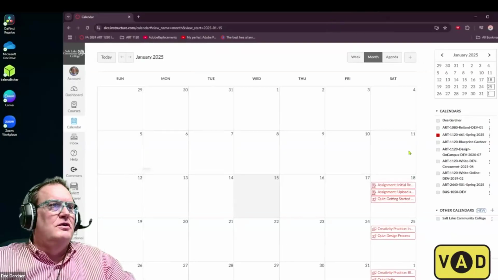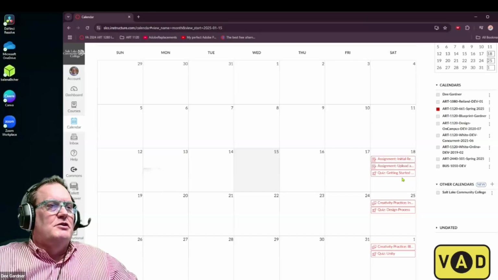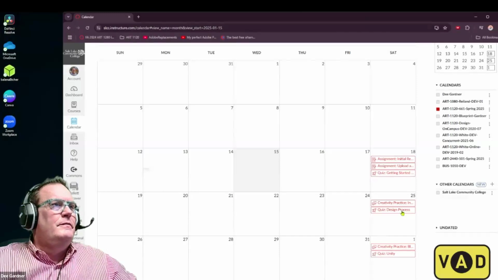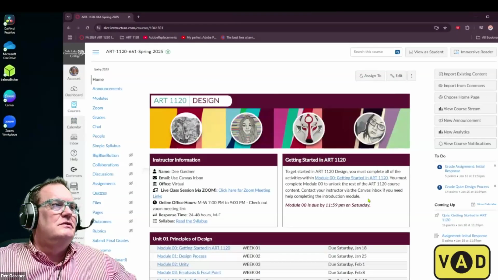At Slick, you'll see the assignments over here on the right, and there's probably not too much sketching that you need to do for any of these initial assignments. This is the introduce yourself to the class. The first creative sketches will probably come with this black squares assignment.